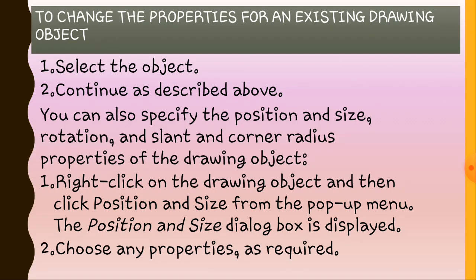Next one, to change the properties for an existing drawing object. First you have to select the object. Then you can also specify the position and change the rotation, slant and corner radius properties of the drawing object. For that you have to right click on the object, and you will get a pop-up menu. From that pop-up menu you have to choose Position and Size.